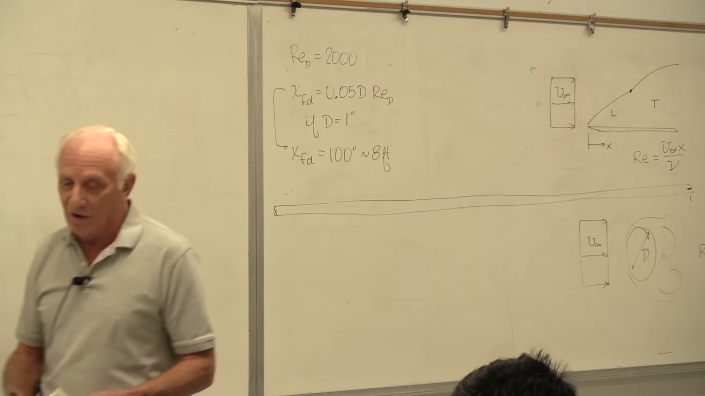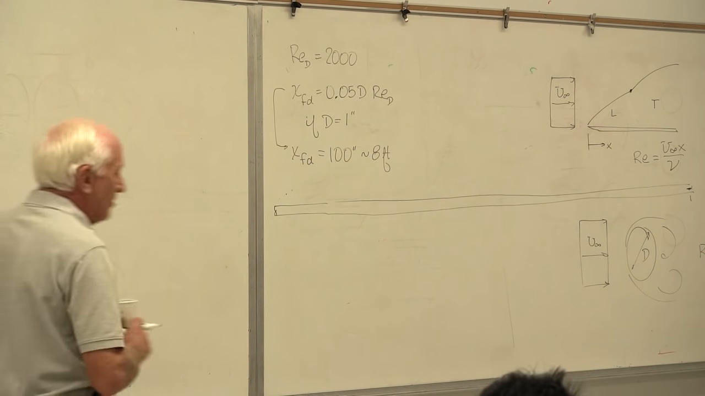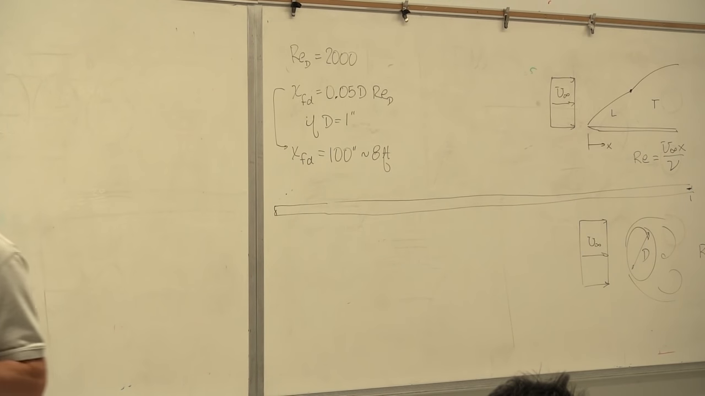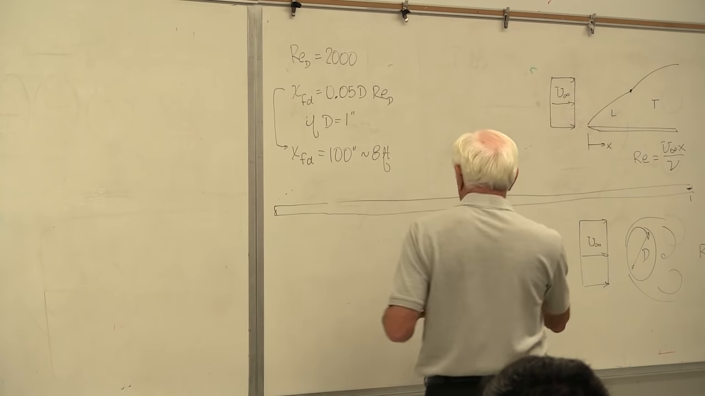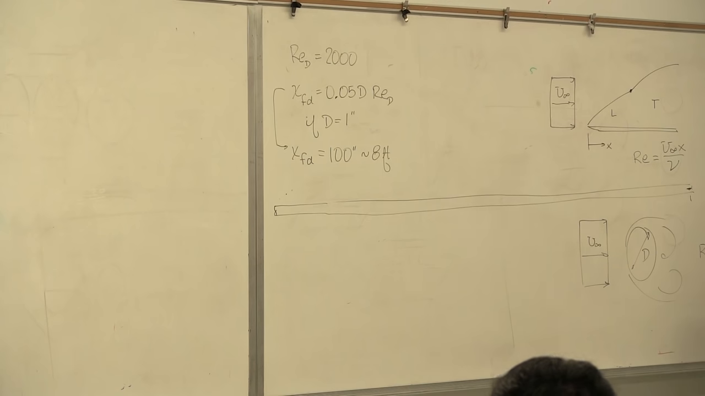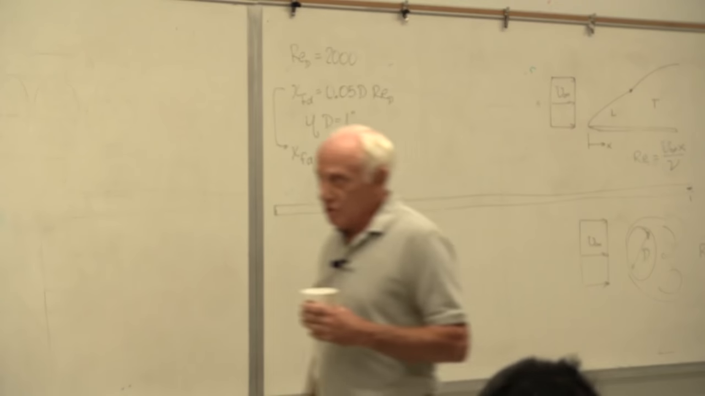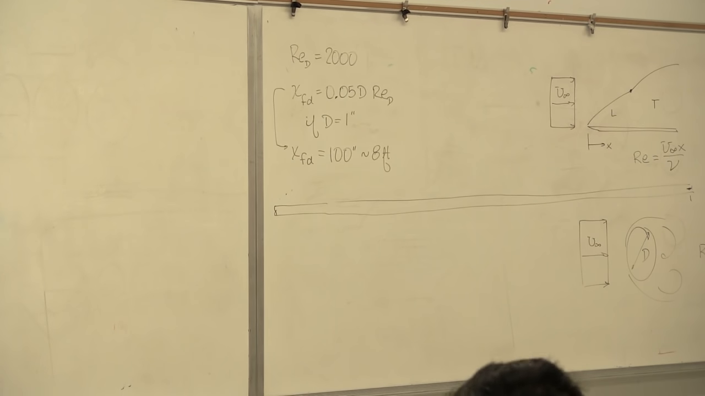A long, long way. Should we engineers be worried about what happens in the entrance region of a tube? Oh, you better. Because a 1-inch tube with a Reynolds number of 2,000 has to be 8 foot long before you get out of the entrance region and into the fully developed region. So, oh yeah.